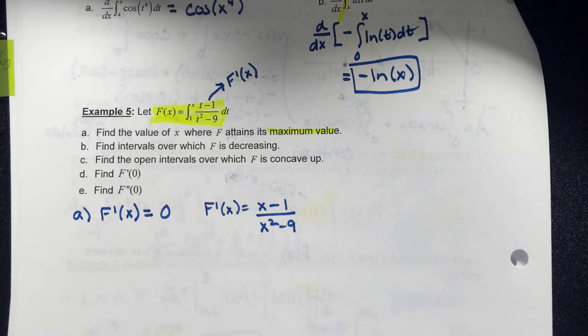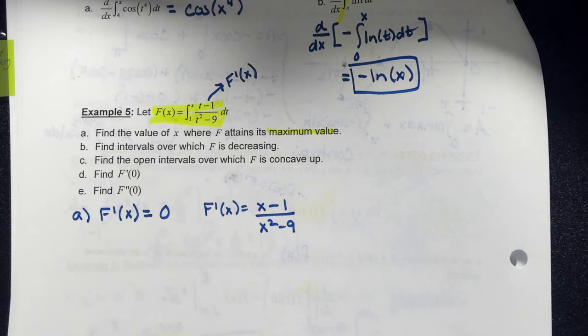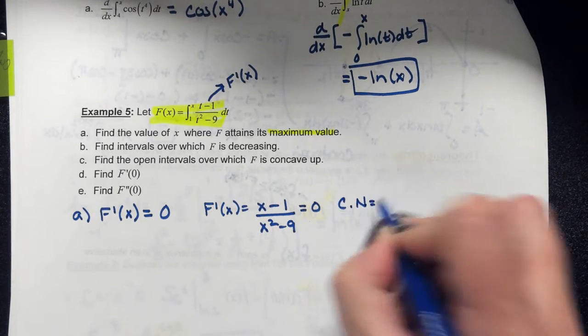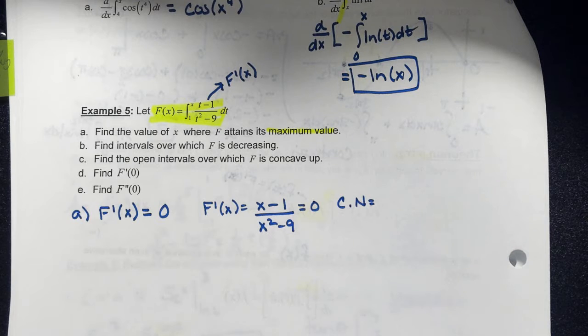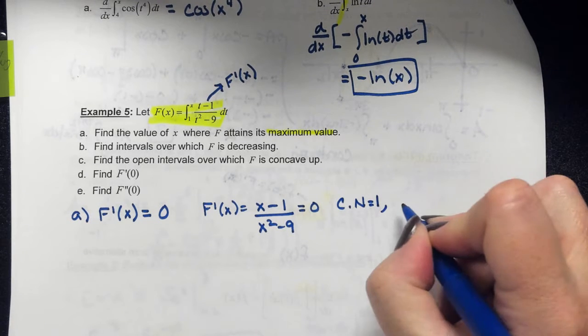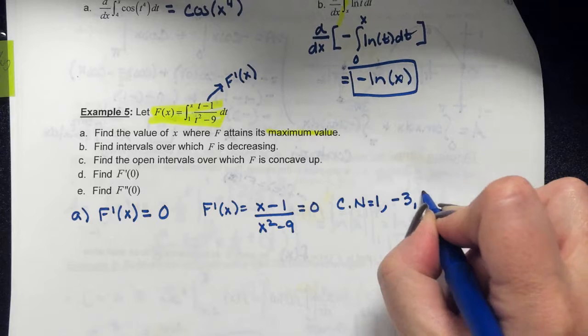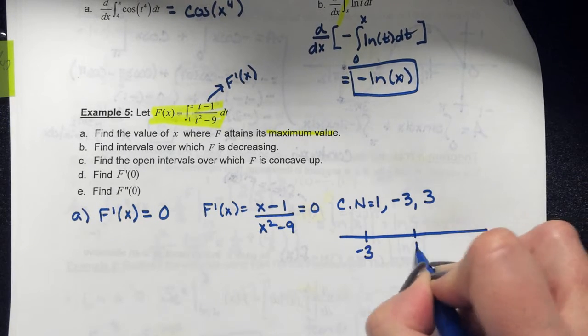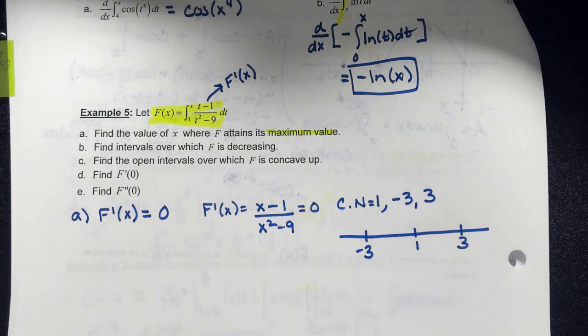So any questions on how I recognize that (x minus 1) over (x squared minus 9) is the derivative of f of x? So now I need to set this equal to 0. What are the critical numbers going to be? The critical numbers are going to be what? 1, negative 3, and 3. And how do I know that I'm going to have a maximum? What am I looking for when I do this number line test? I'm looking to see where it does what? Change from a positive to a negative.